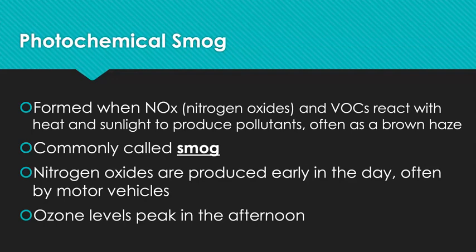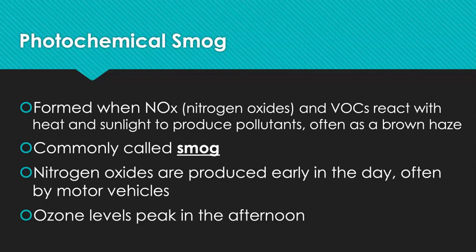We don't usually add the photochemical in front of it, but the proper term for environmental science class is photochemical smog, so make sure you know the whole thing. Nitrogen oxides are often produced very early in the morning. This is often due to rush hour, just a lot of cars on the road. The emissions from these vehicles are going to lead to the reactions that take place to create the smog. And then ozone levels, or O3, they are going to peak later in the afternoon.